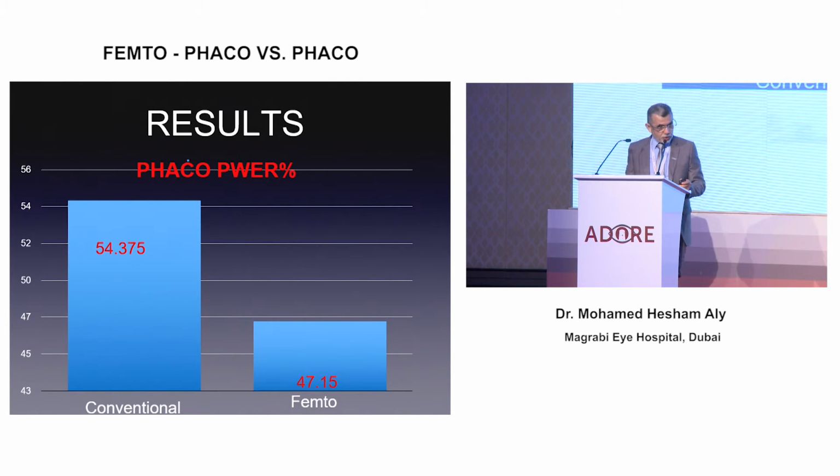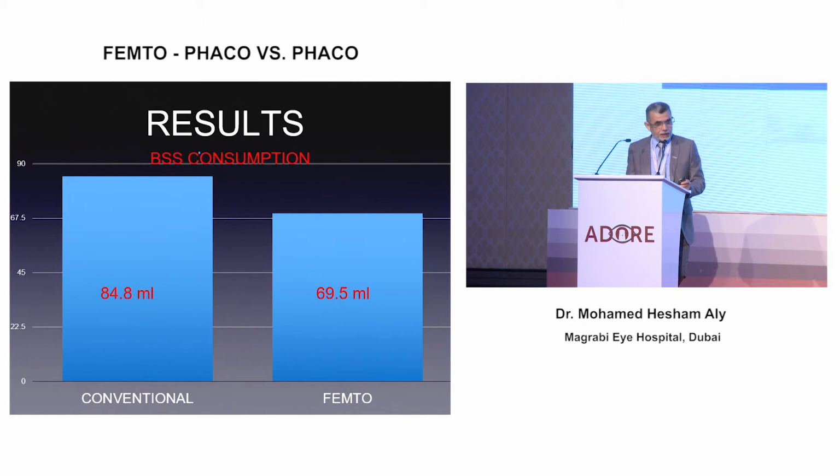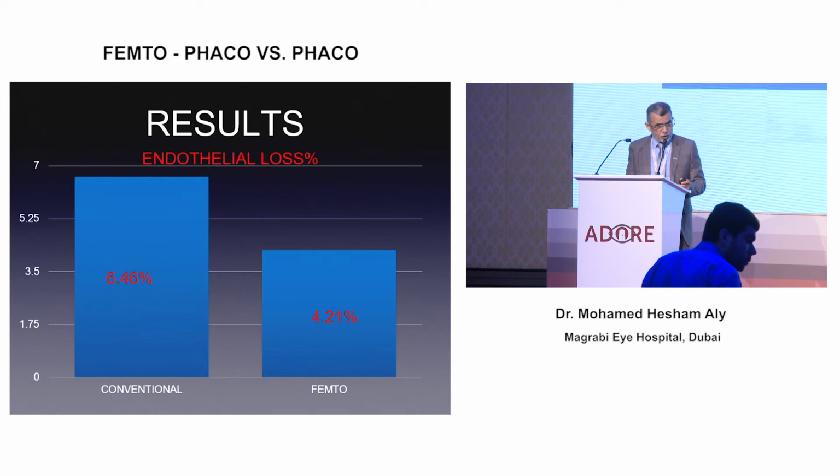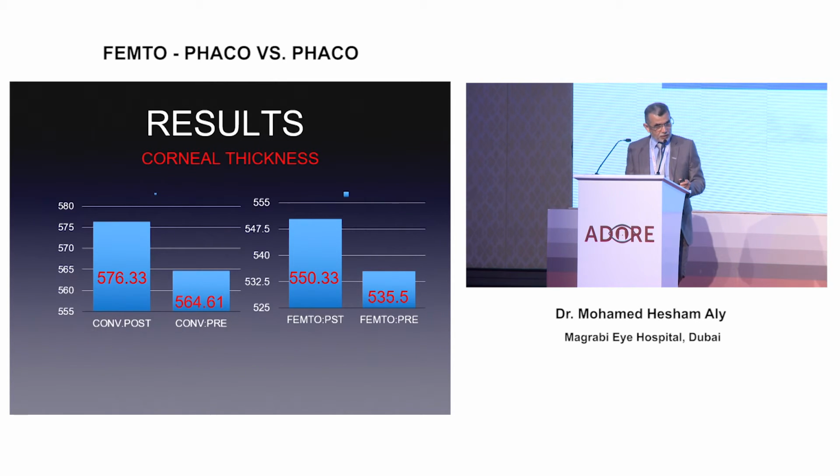The phaco power in both was about the same, slightly less than the FEMTO, like 8% less than the FEMTO. The BSS consumption was less in the FEMTO rather than the conventional, like 20% less. Strikingly, the effective phaco time was much less in the FEMTO than the conventional one because you have a softened nucleus. The endothelial loss was not that much in either of them. The corneal thickness was about the same. There's no difference between both of them.